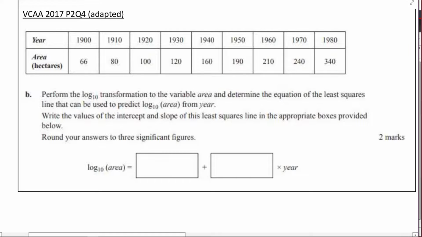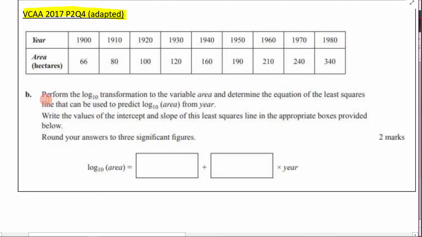Welcome. We're going to work through this past exam question. It is taken from VCAA 2017, paper 2, question 4. As you can see here, we've been given a table of values in which we have the years starting from 1900 going all the way to 1980, and also the area in hectares. So each of these areas has a corresponding year, as you can see here. So 1930 and 120 hectares.